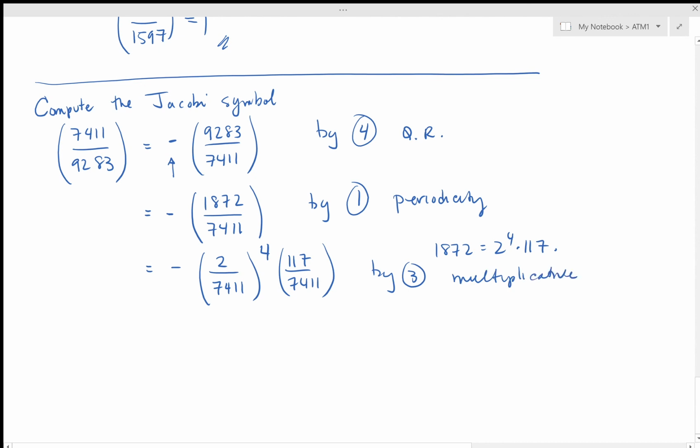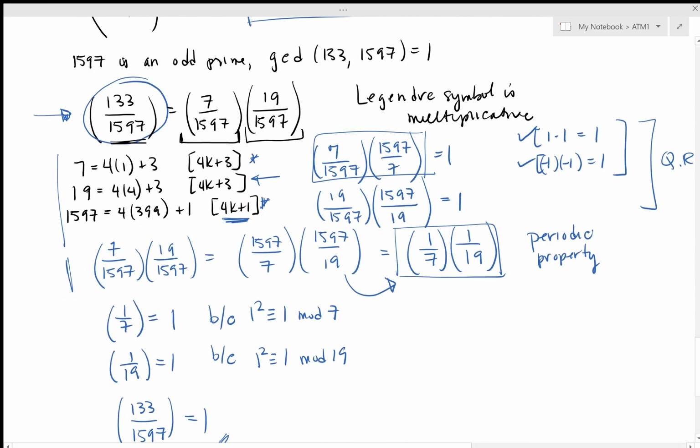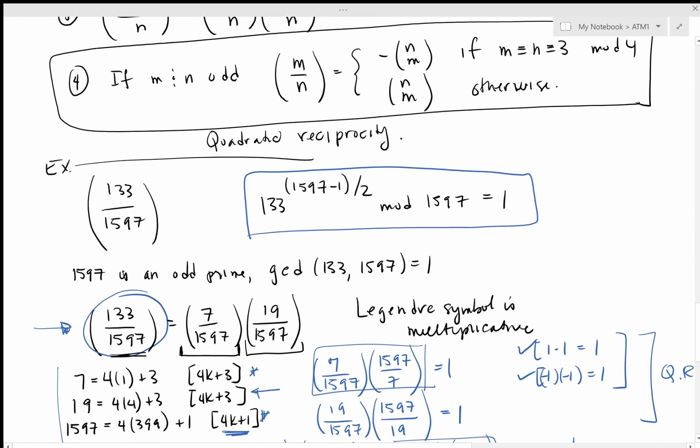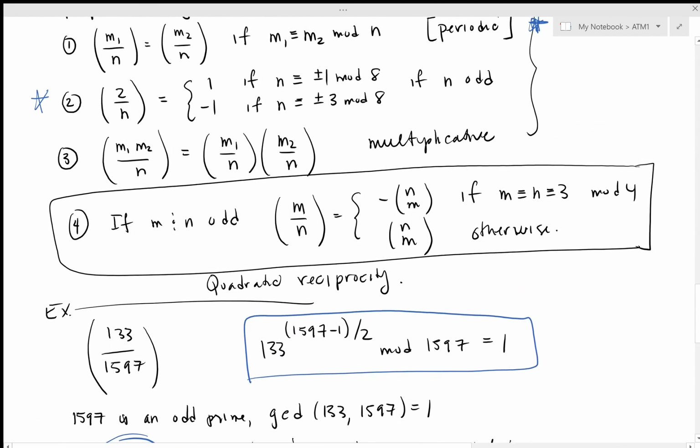Okay, and then I had that property. Let me just wheel it back and show you what it is. It's property 2. Let's see here, this one here. So now I'm going to invoke this property 2. I have the number 2 over something, 2 over n, and I'm looking, is n congruent to plus or minus 1 mod 8, or is n congruent to plus or minus 3 mod 8? Okay, so I'm going to use property 2, and I'm going to find out that it's 1.